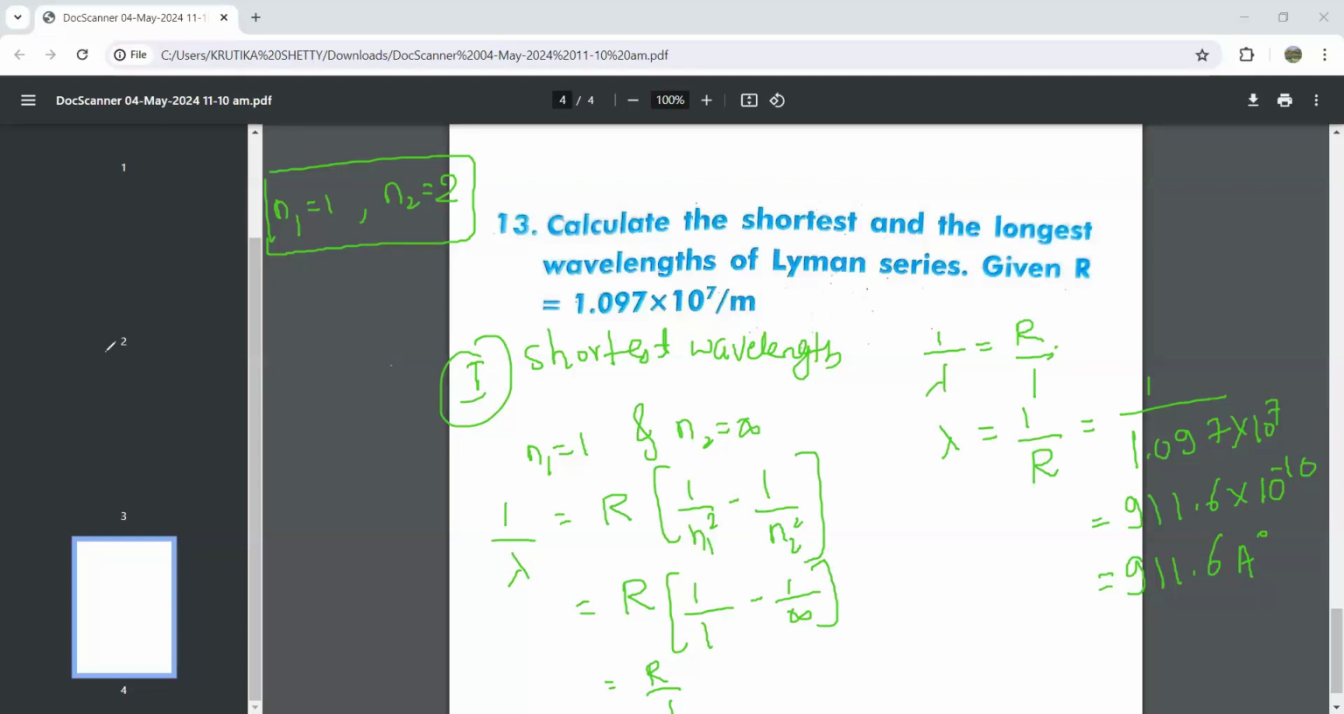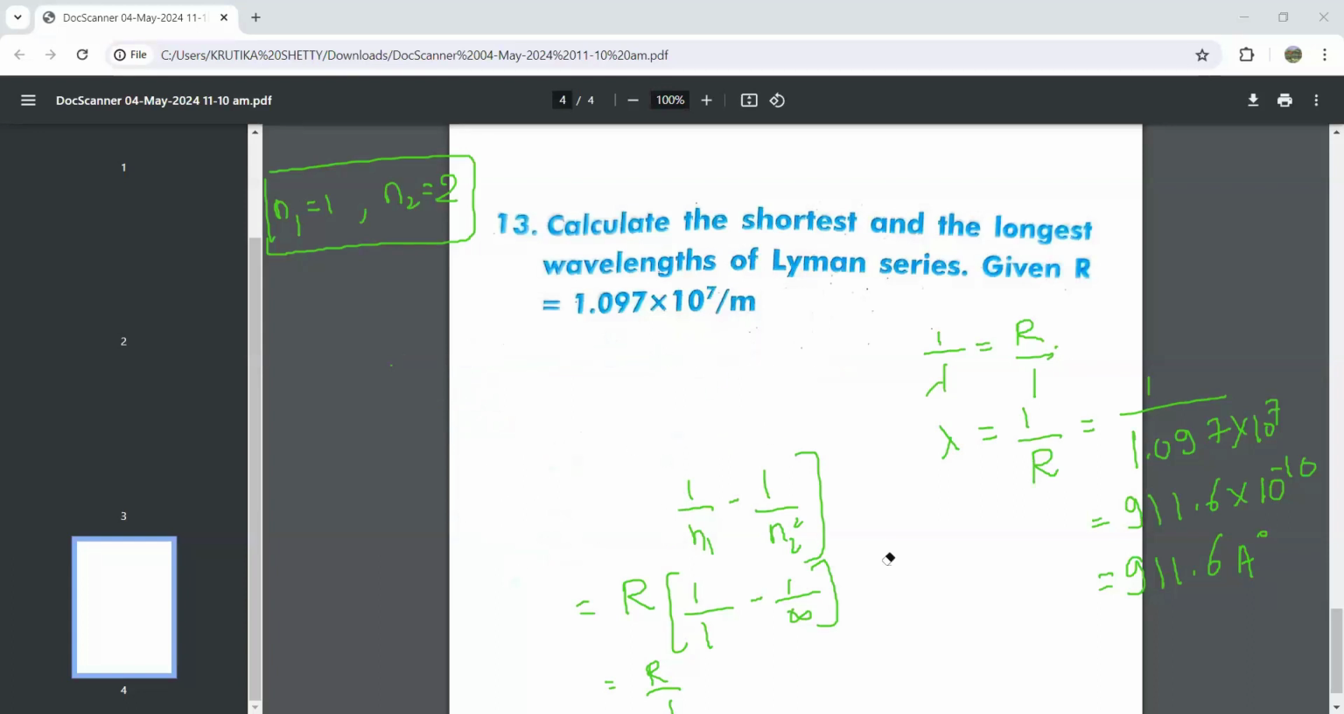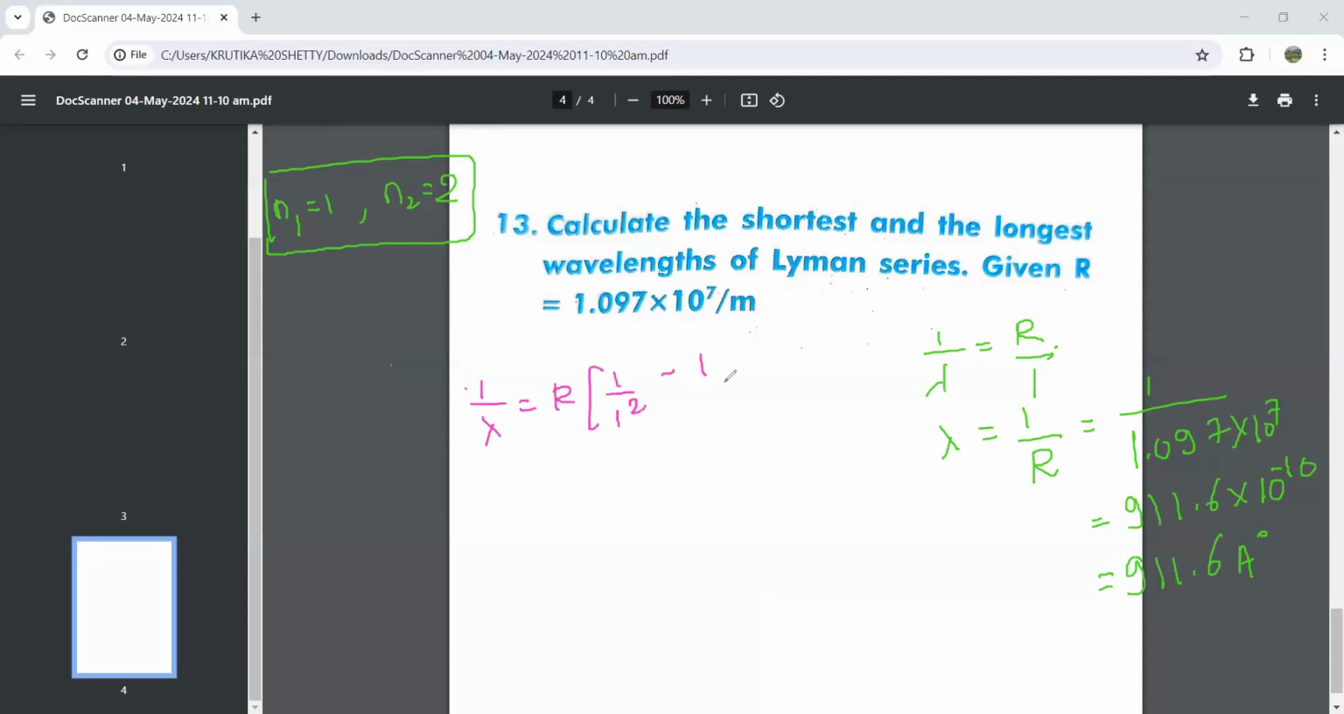Yes, shortest wavelength completed, everyone. I'll clear that and go for the longest wavelength calculation now. For the longest wavelength, we take n1 is equal to 1, n2 is equal to 2. So 1 by lambda is equal to R into bracket 1 by 1 square minus 1 by 2 square, that is 1 by 4.